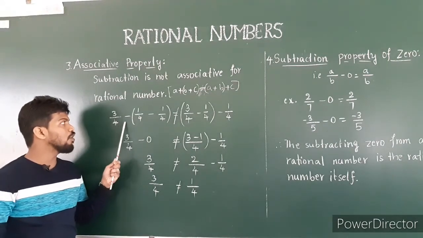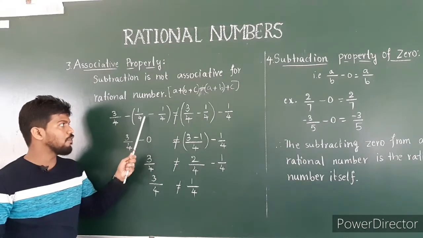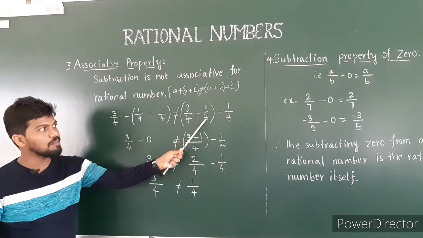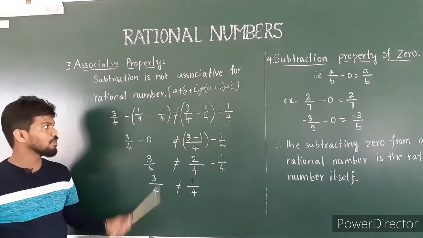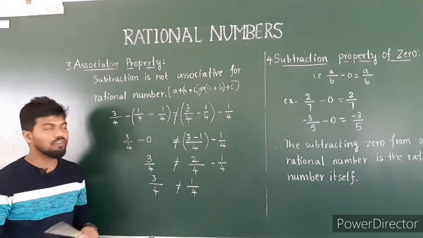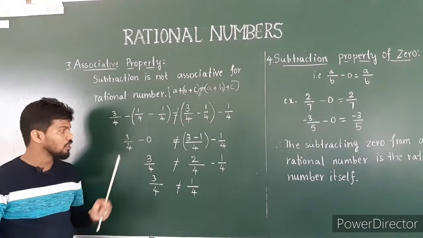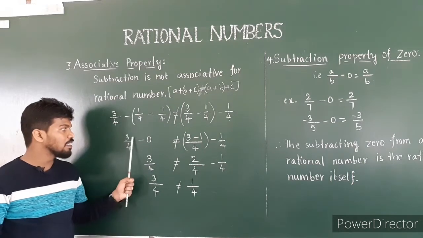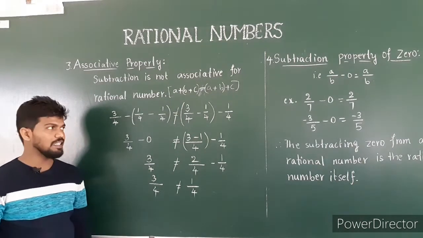3/4 − (1/4 − 1/4) is not equal to (3/4 − 1/4) − 1/4. First you solve the bracket: 1/4 − 1/4, you get 0. So 3/4 − 0, you get 3/4. Correct? 3/4 − 0, you get 3/4.